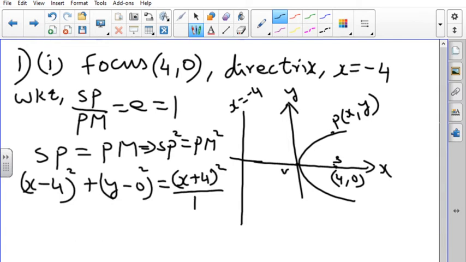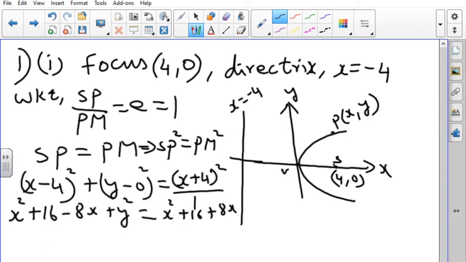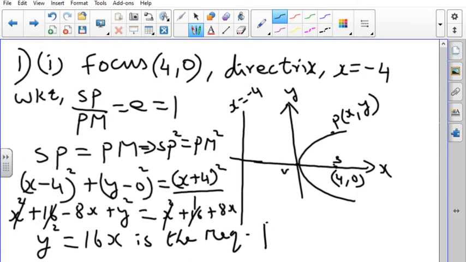Now we expand this using the identity: x square plus 16 minus 8x plus y square is equal to x square plus 16 plus 8x. Now on both sides we have x square, so x square gets cancelled, 16 gets cancelled, and we have y square is equal to minus 8x. Taking it to the other side, 8x plus 8x gives y square is equal to 16x, which is the required parabola.